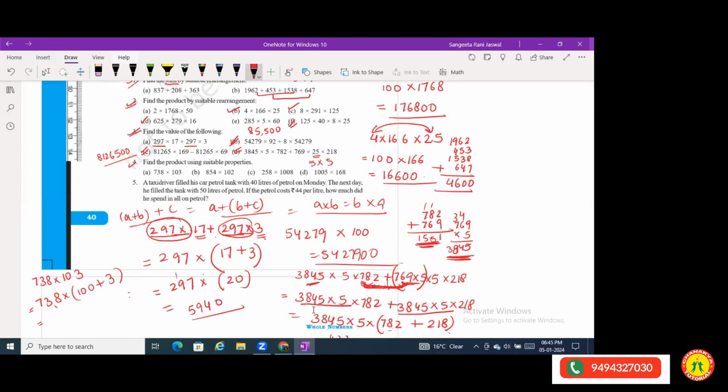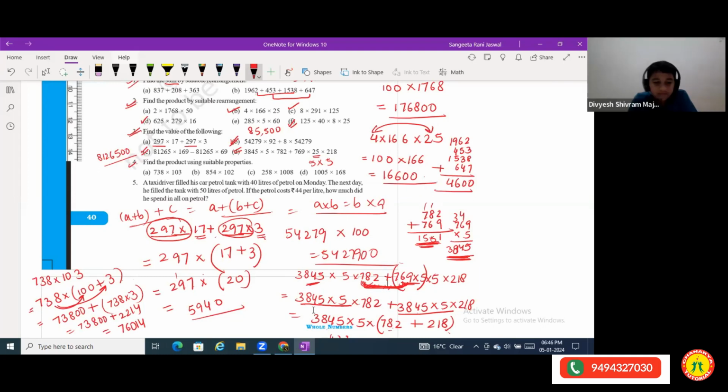I will multiply this outside number with 100 first, so I get 738 and two zeros. Then I will multiply this number 738 with the other number, 3. Whatever answer I get, I will add with the previous number. So I get 2214 and my final answer is 76014. Did you understand this?